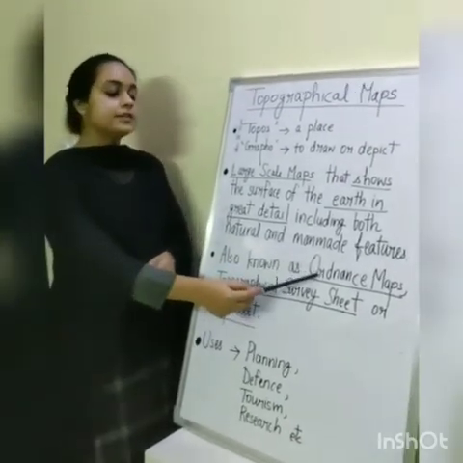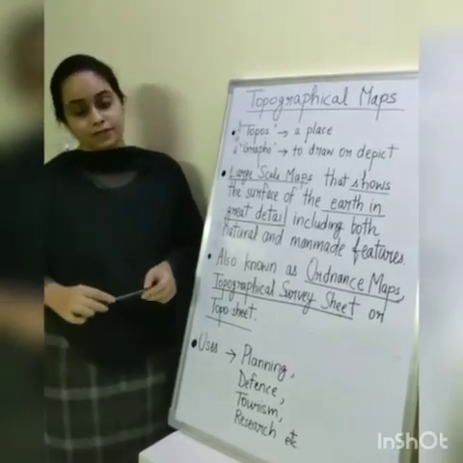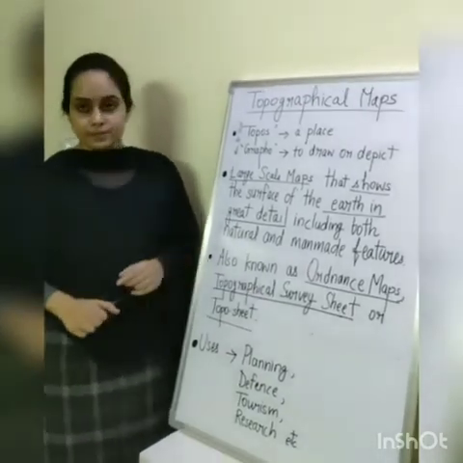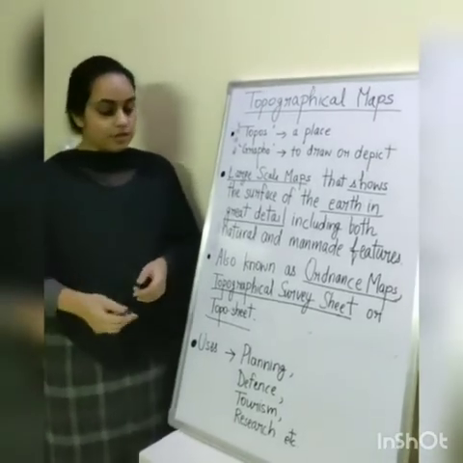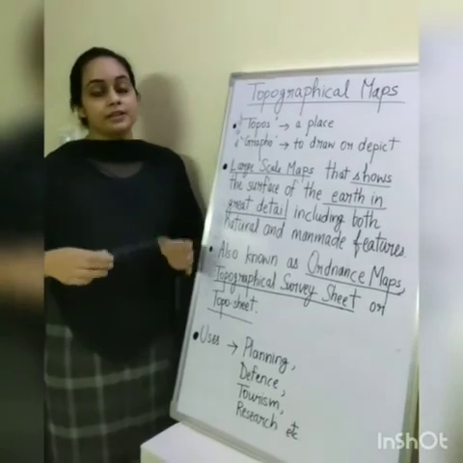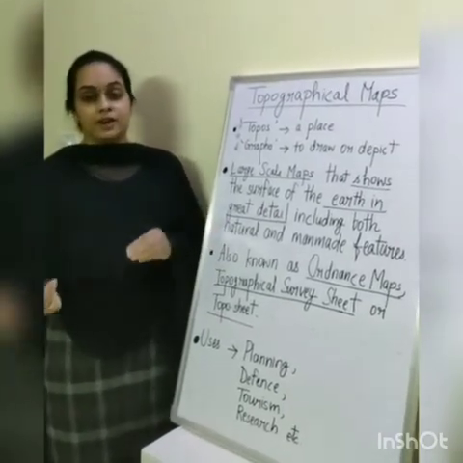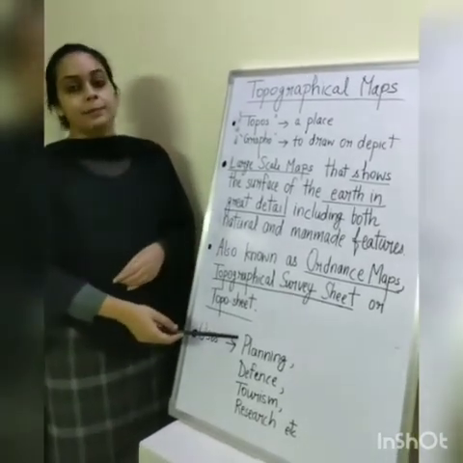The reason why it is known as ordnance map, because for the first time it was prepared for defense or military purposes. So that is why it is known as ordnance map. Now what are the uses of these topographical maps? First, they can be used for planning of cities and towns, for planning the distribution of different resources, for planning different strategies by the government. So we use these topographical maps for planning purposes.